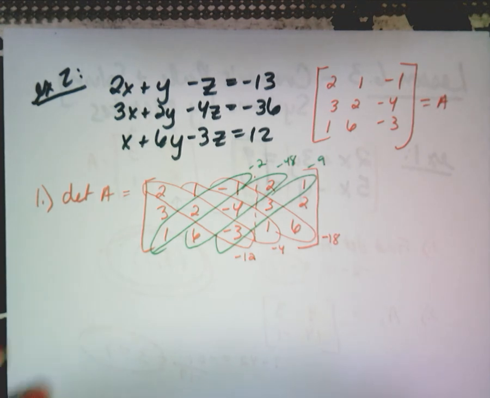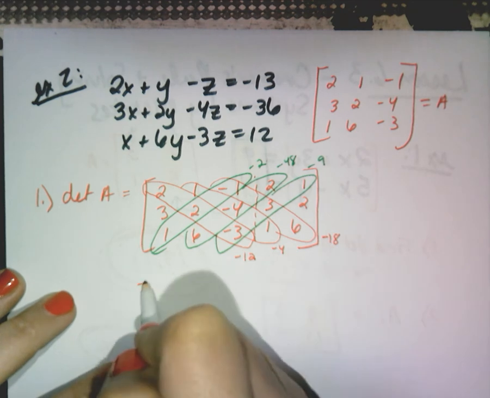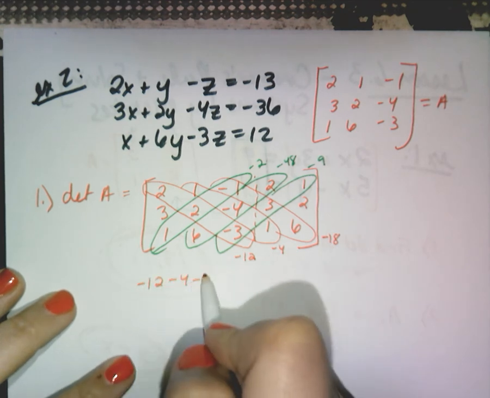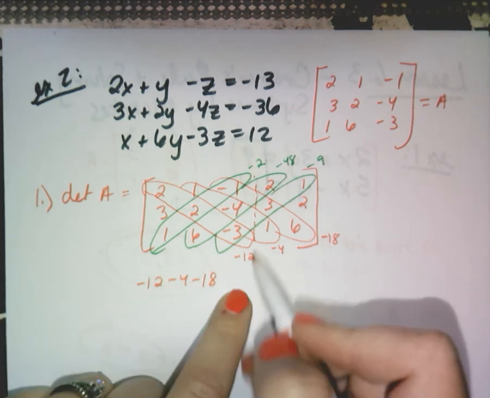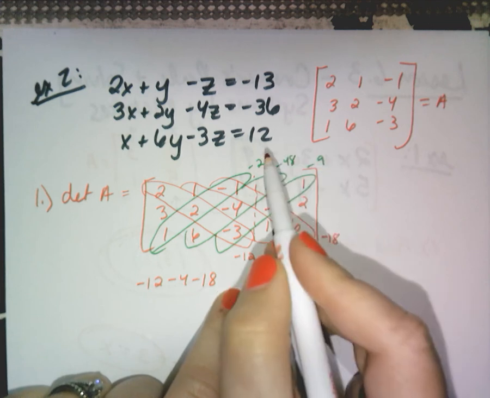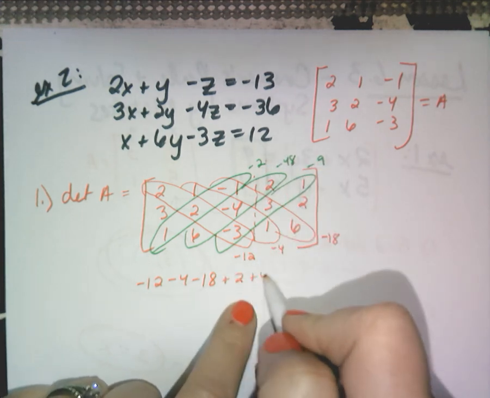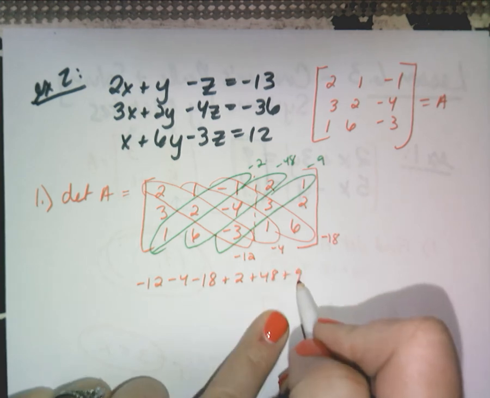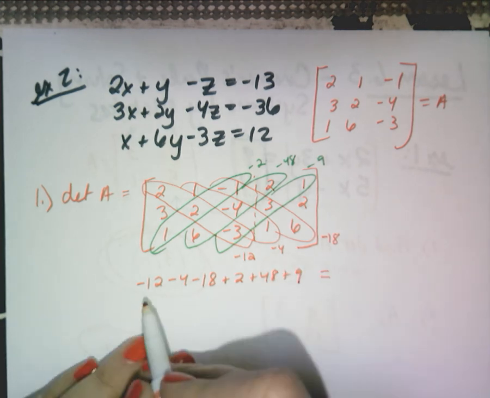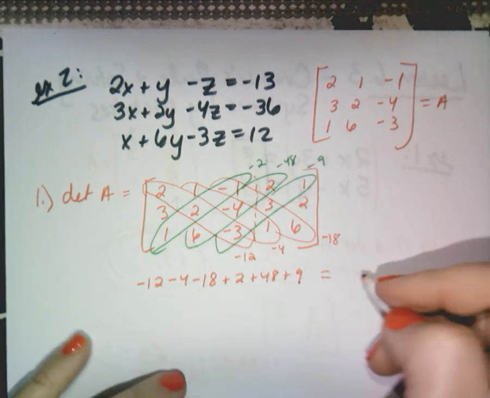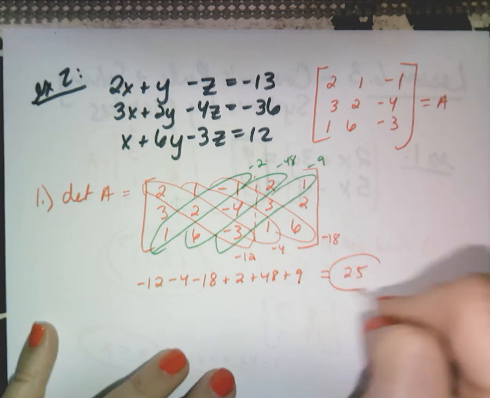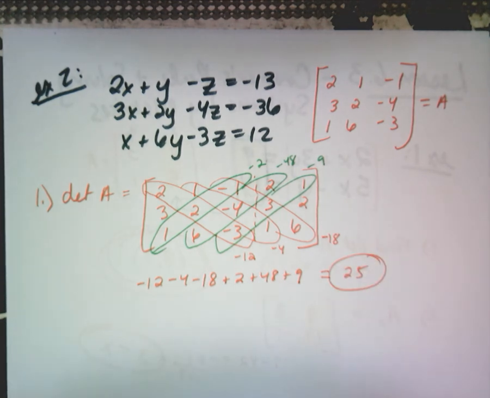So you take these bottom numbers, which are your left diagonals, and you minus every one of the right diagonals, which changes their sign. So really it would be +2, +48, and +9. And you'll get out 25. And that is the determinant of A. That's what we're going to divide every one of the X, Y, and Z determinants by.